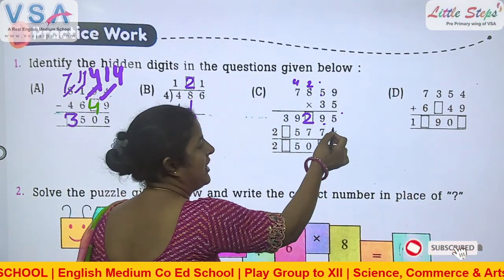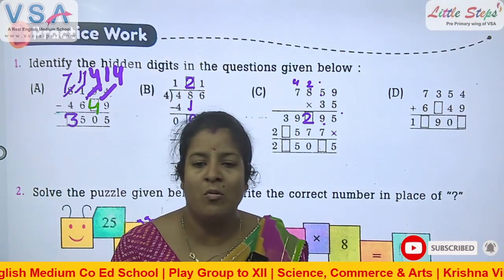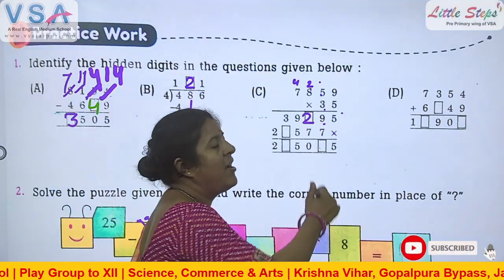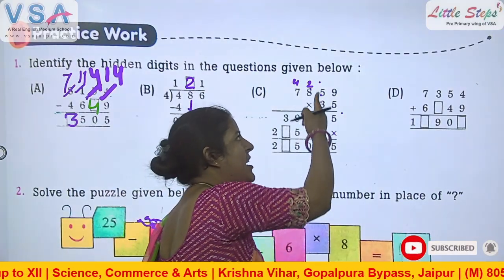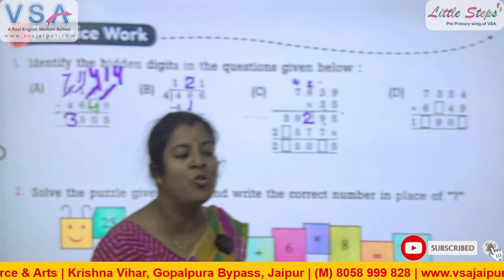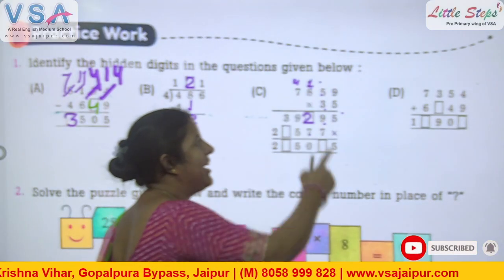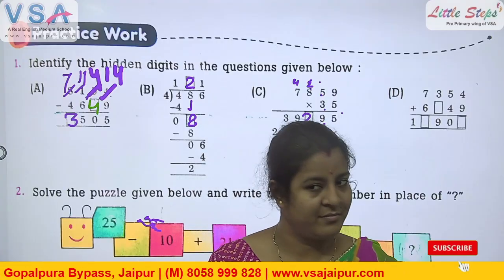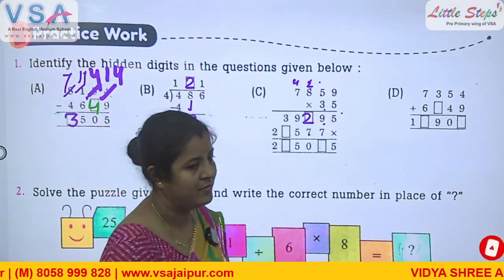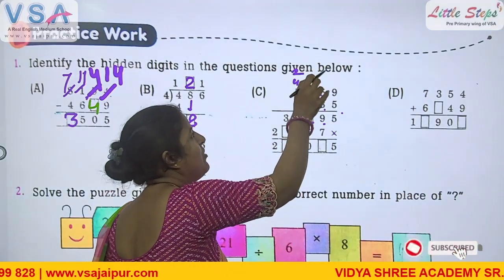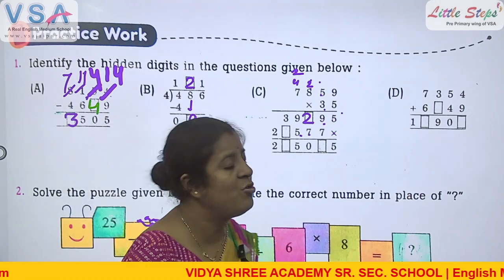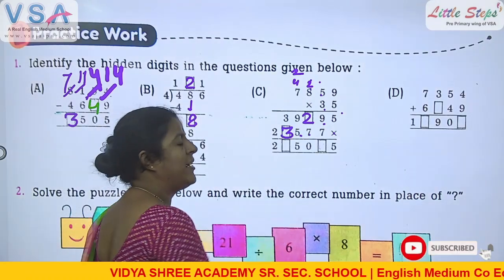And using the cross for the next step, we multiply by 3. 3 nines are 27, so 7 and 2 carry. 3 fives are 15, 15 plus 2, 17, 7 and 1 carry. 3 eights are 24 and 1, 25, 5 and 2 carry. 3 sevens are 21 plus 2, then write 3 on this side.